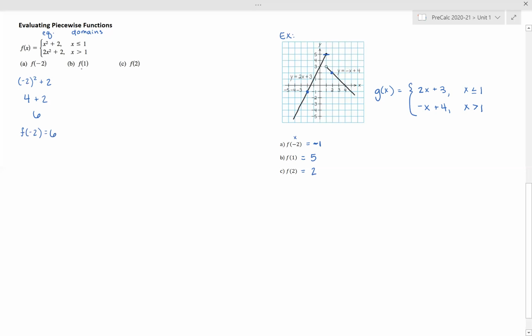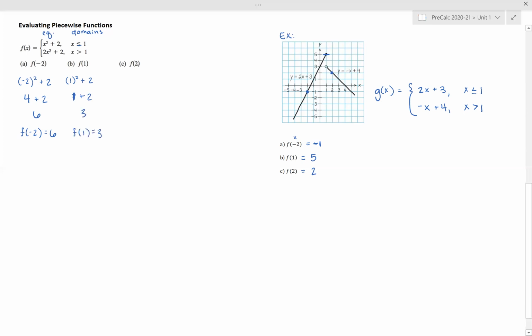Okay, f of 1, where does that fall into? Well, I see a 1 and a 1. The only one that it's actually equal to is this first one, equal to 1. This equation is only true if x is greater than 1, not equal to. So again, I'm going to plug that into the first equation. 1 squared plus 2, I get 1 plus 2, which is 3. So f of 1 is equal to 3.